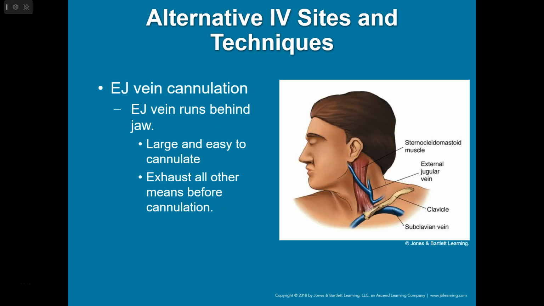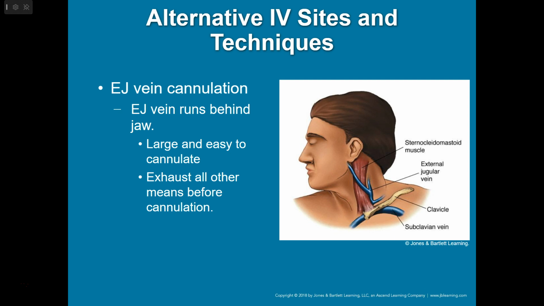EJ vein cannulation. EJ veins run behind the jaw. It's that big blue one there behind the jaw running down through the neck. It's not your go-to peripheral IV site. That's only if you can't get anything else and you've got to have it. I personally will probably start an IO before I get to the EJ, unless it's just super obvious and bulging out, because we want to avoid the carotid artery that is going to be there, and we want to avoid affecting anything else in the neck.